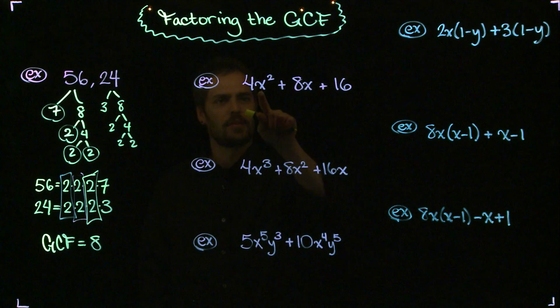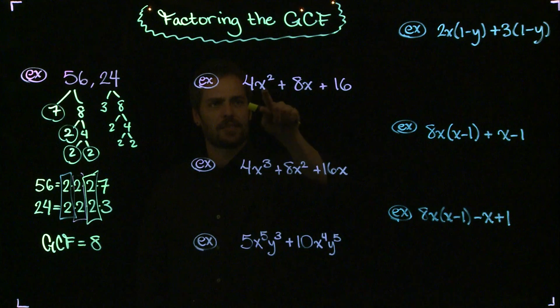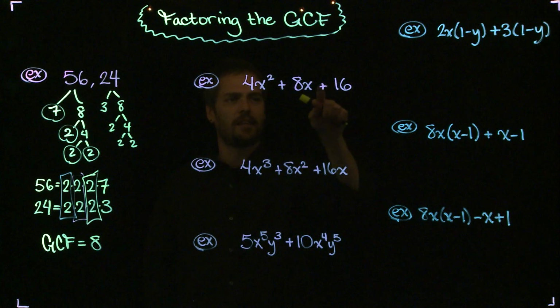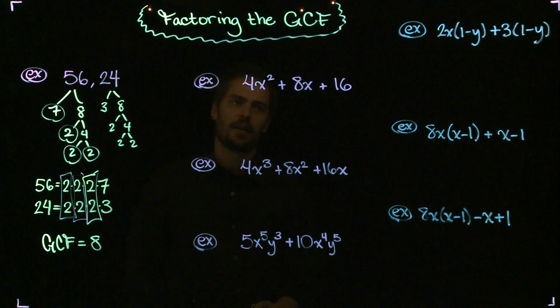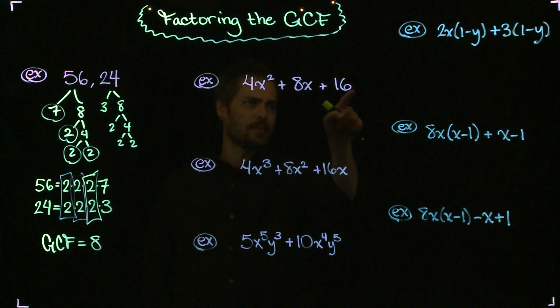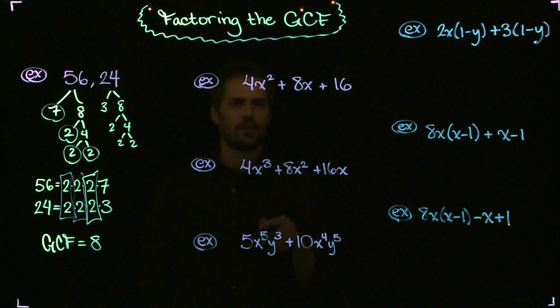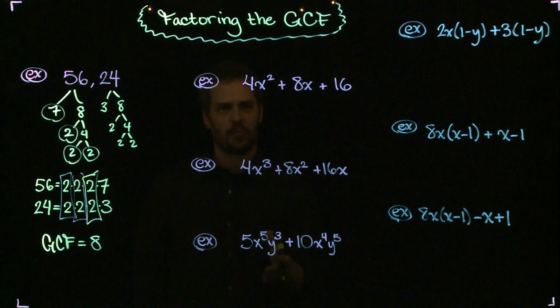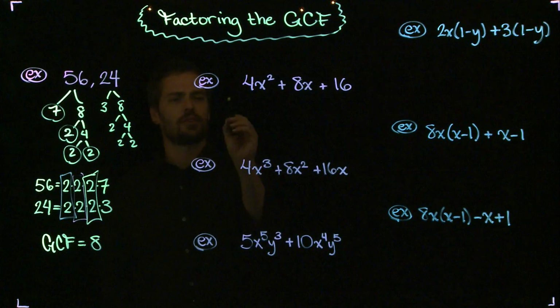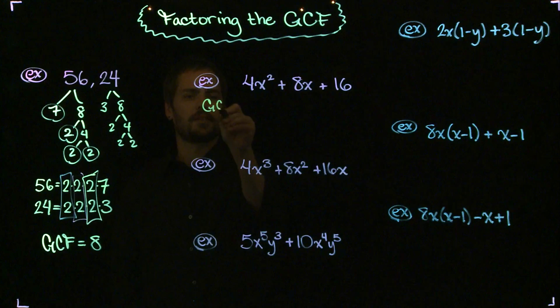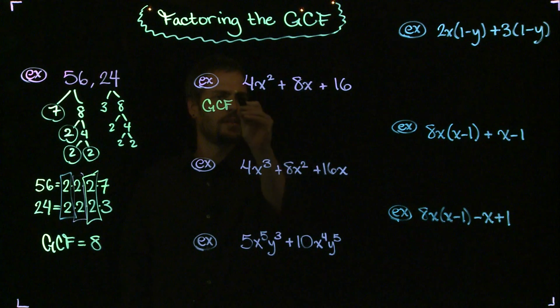Then I look at the variables and I ask myself, I see an x squared here. Is there at least an x in every other term? I don't see one, actually. I see an x here, but this one doesn't have any x's, so there is no greatest common factor among the variable parts. So far, simply the greatest common factor that I see in this trinomial is just 4.